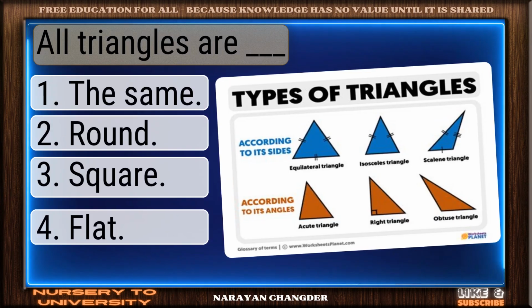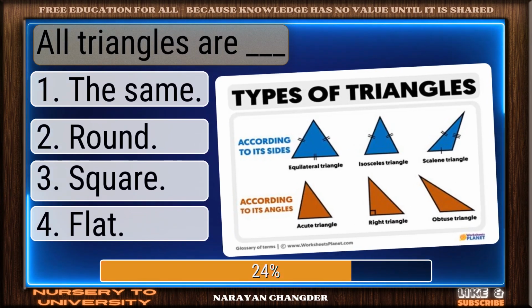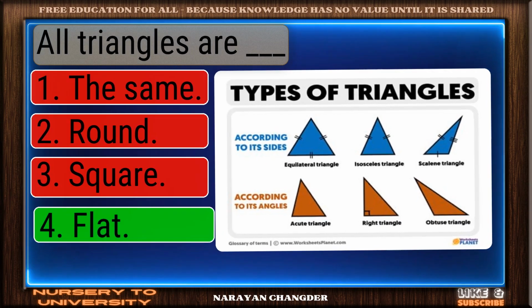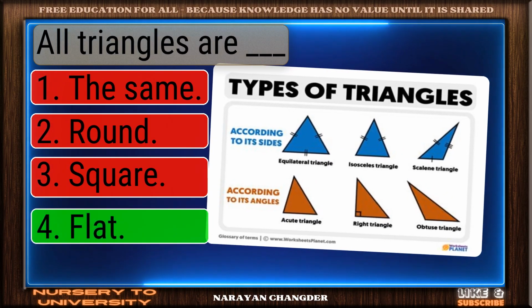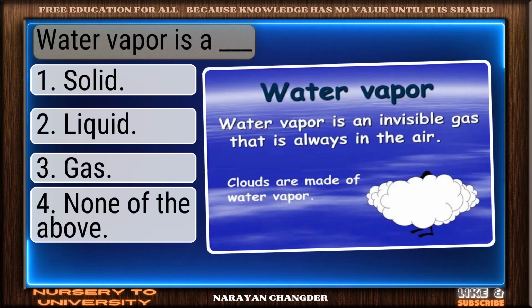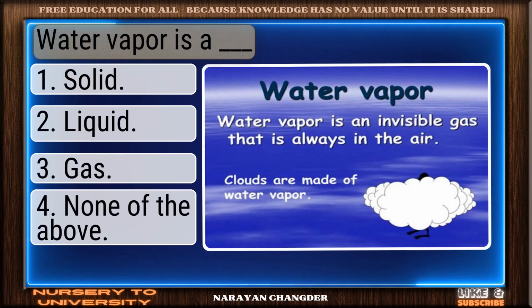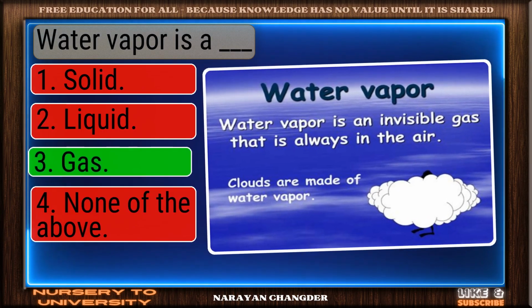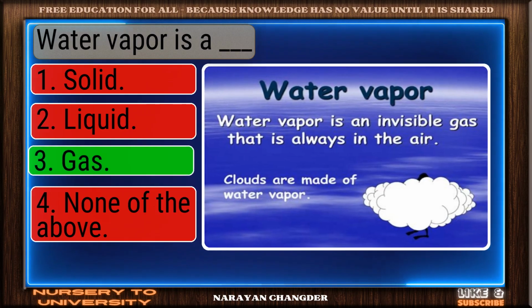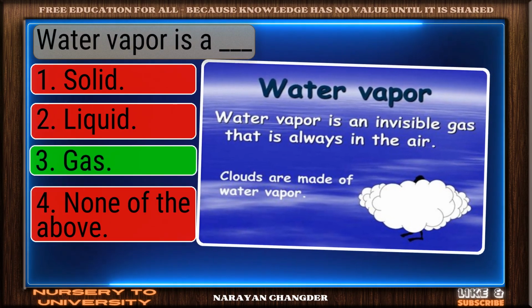Question number 295. All triangles are dash. Correct response. Flat is the most accurate answer. Question number 296. Water vapor is a dash. Clear logic. Your choice gas is sound and 100% true.